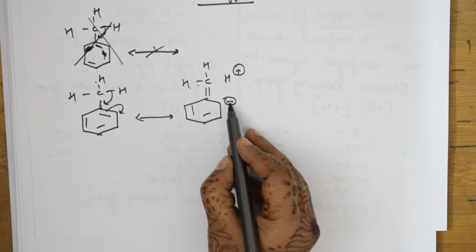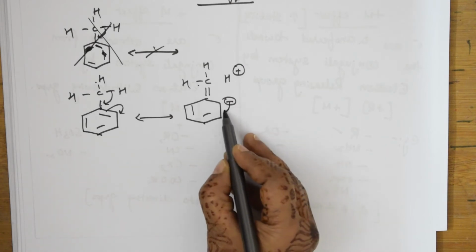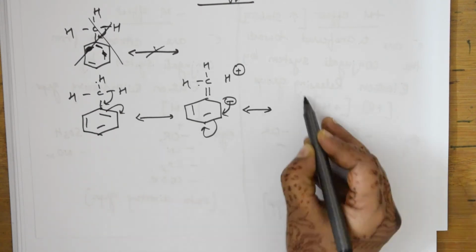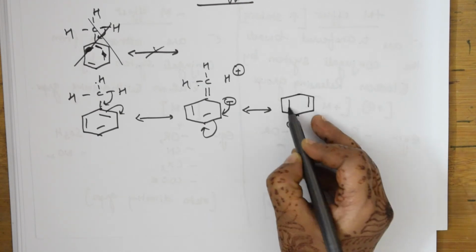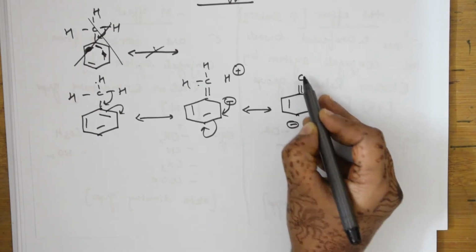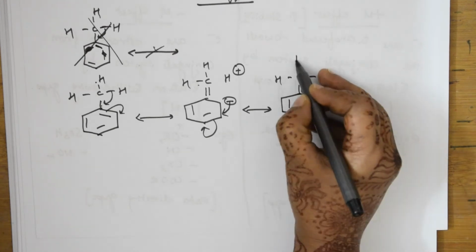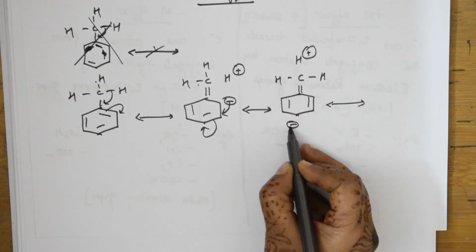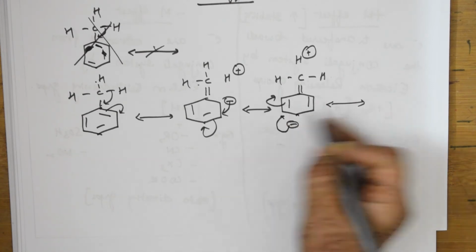Now in the second step, see here, you're creating a site for the electrophile to come and join here, because the electron density is more. Now this bond is going to shift here and this bond shifts here. So what do you get? You get minus minus, double bond, C, H, H, H. Now one more, this bond is going to shift here and this bond will shift here.